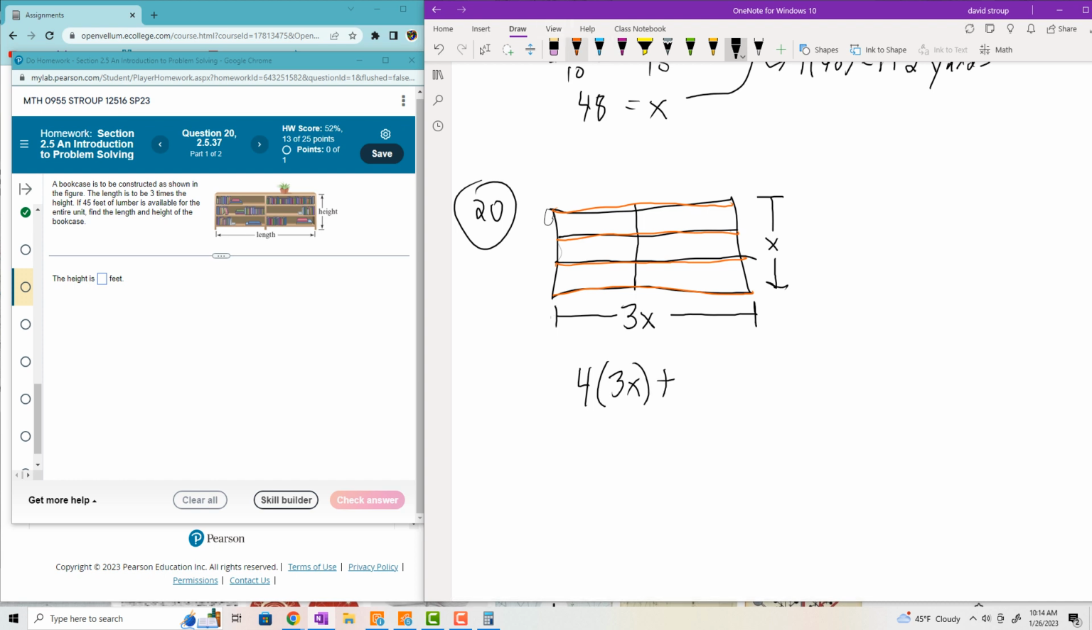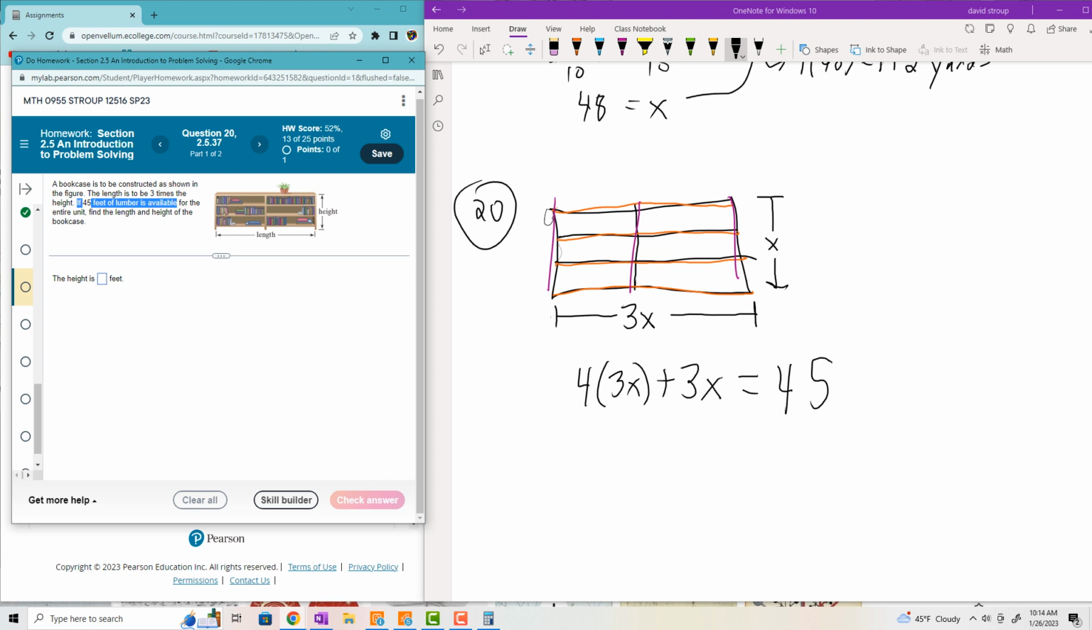And then you have to add in the number of x's, right? The vertical pieces of wood there. So there's 1 of those, 2 of those, 3 of those. So you go plus 3, and each one has the length of x. The sum of all those lengths has to be 45 feet. That's given in the story problem. 45 feet of lumber is available. Then you're just going to solve this thing, right?